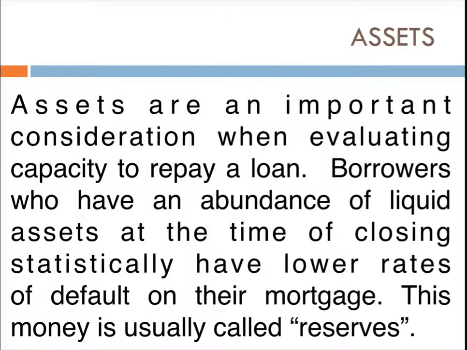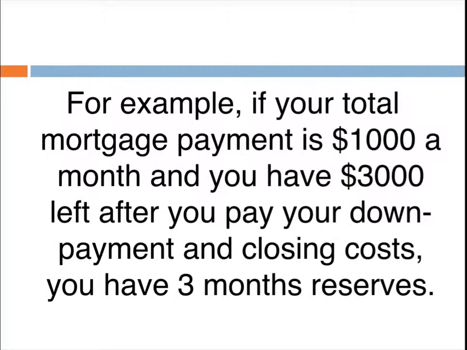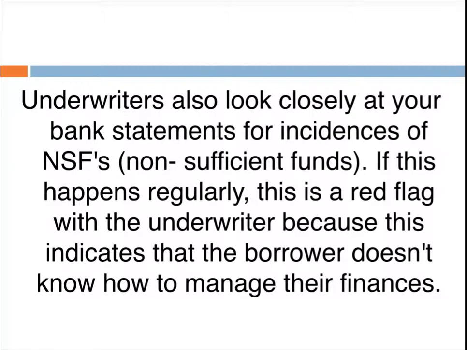Assets are an important consideration when evaluating your capacity to repay a loan. Borrowers who have an abundance of liquid assets at the time of closing statistically have lower rates of default on their mortgage. This money is usually called reserves. For example, if your total mortgage payment is $1,000 and you have $3,000 left after you pay your down payment and closing costs, you have 3 months of reserves.